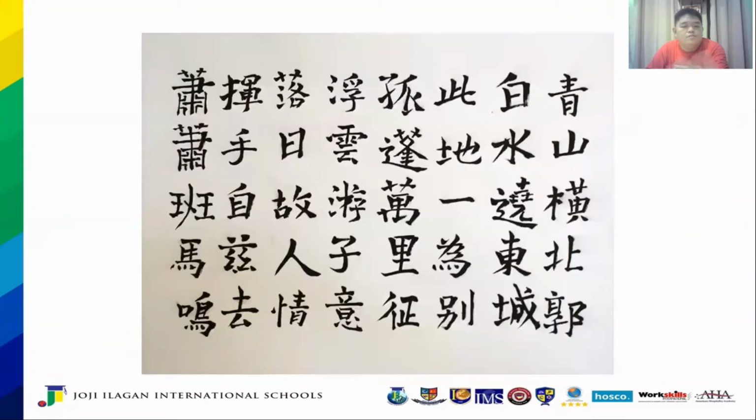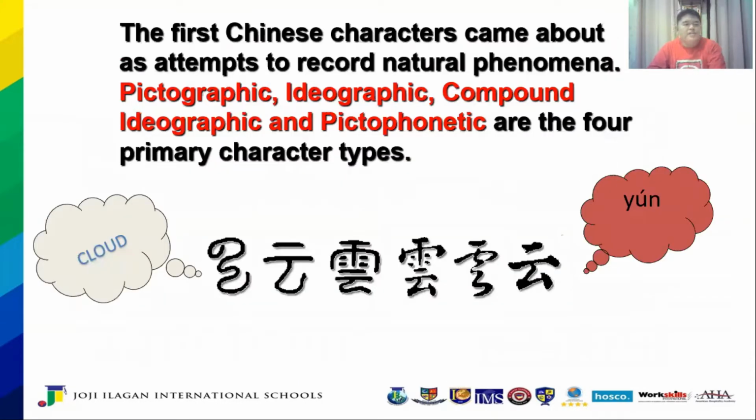Okay. So again, from 700 years on, these were the forms of writing Chinese characters using these strokes that I have been mentioning. Chinese evolved from being just pictographic. They're also ideographic, compound ideographic, and pictophonetic. Those are the forms of Chinese characters. These are attempts to record natural phenomena.